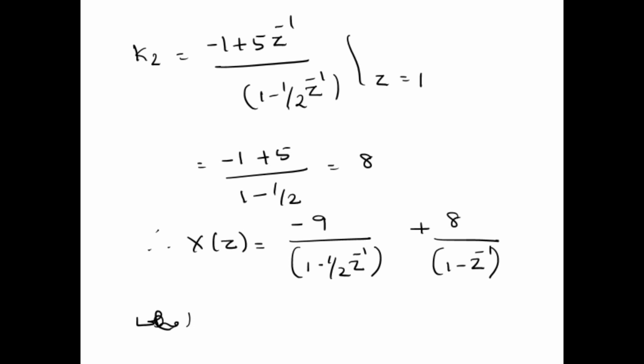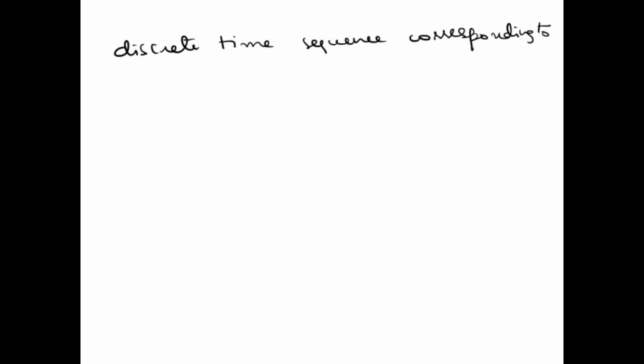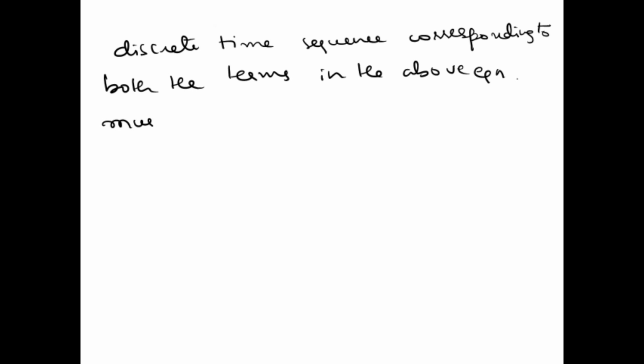And we have x of z which has ROC mod z is greater than 1, that means it exists outside the circle of radius 1 or outside the unit circle. Therefore, the discrete time sequence corresponding to both the terms in the above equation must be right-sided.